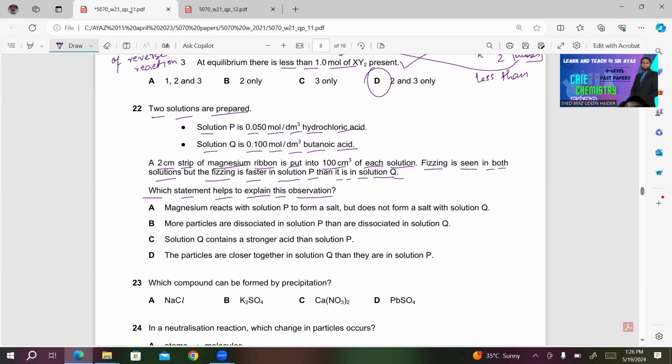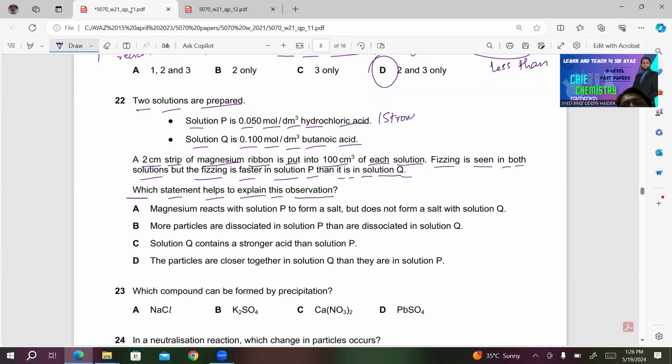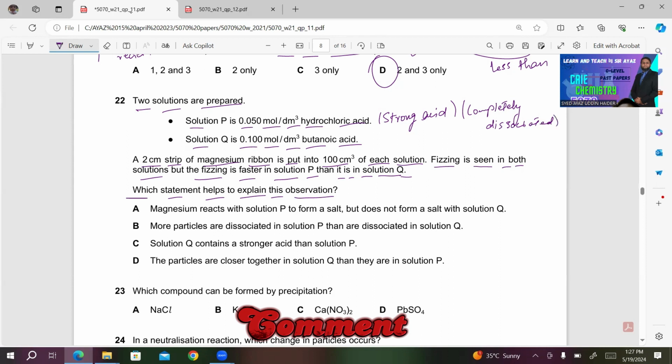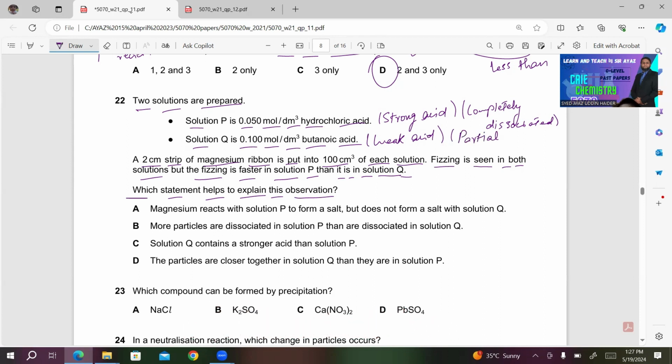First of all, you will see this hydrochloric acid is a strong acid. So you write here strong acid, which means it will completely dissociate in solution. Completely dissociate means they will produce a higher number of ions. What about butanoic acid? It's a weak acid, which means it will not dissociate completely. There will be partial dissociation or less ionization.